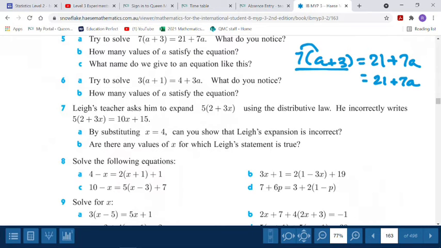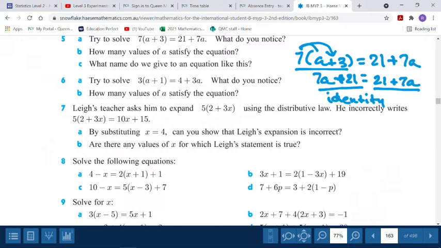7 times a gives me what? Thank you. 7 times positive 3, make me proud. Positive 21. And I'm not going one step further. Can anybody tell me why? They're exactly the same on both sides, right? They're not in the same order, but 21 plus 7a, they're identical. So this thing is called an identity.